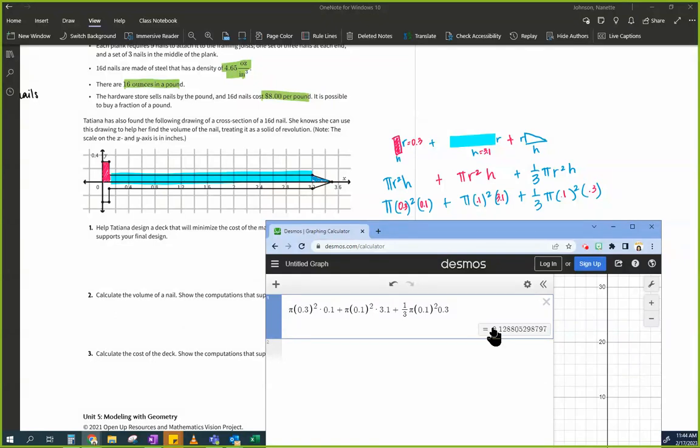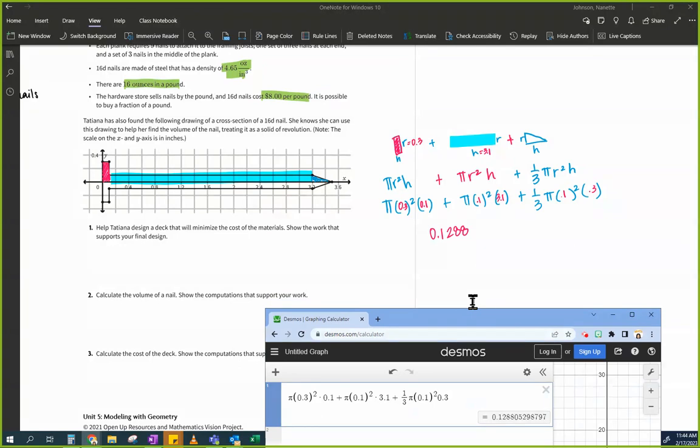0.1288. Yeah, this is the volume of a nail. So I'm going to write this as the volume of a nail. This is one nail's volume. Okay, so let's continue. And by the way, this is inches cubed.